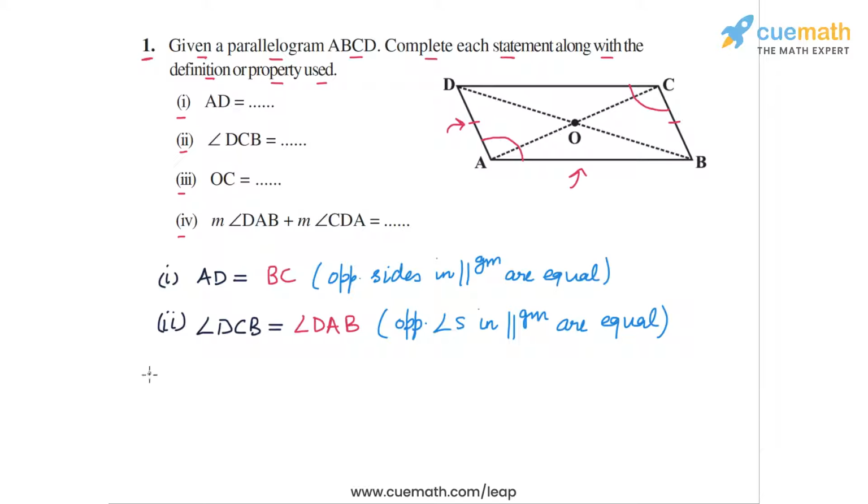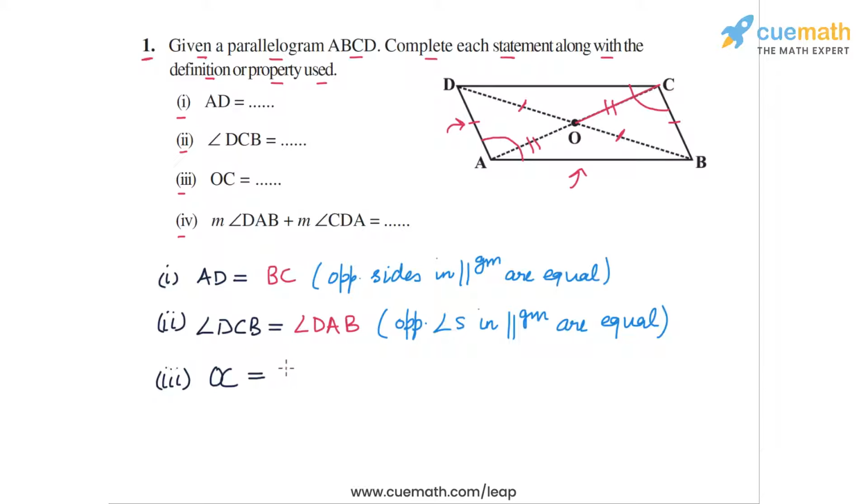Alright, now statement 3 says OC is equal to what? So OC is this segment of the diagonal, half of AC. OC is this part of the diagonal AC, and we know that in a parallelogram the diagonals bisect each other. So OC will be equal to OA and OD will be equal to OB, but we don't need the OD equal to OB fact. We only need to use the fact that OC is equal to OA because the diagonals in a parallelogram bisect each other.